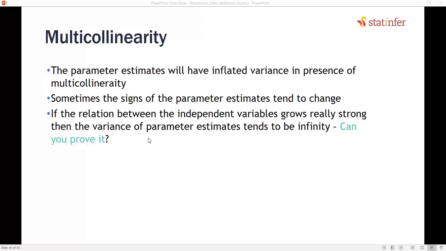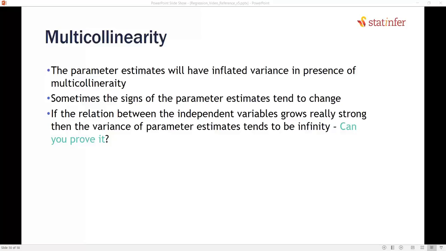So we have seen a demo of the issues related to multicollinearity. What is multicollinearity? Interdependency between the predictor variables. They themselves, all the x variables, might be dependent on each other, then that might cause absurd results. So parameter estimates will have inflated variance in the presence of multicollinearity. What is inflated variance of regression coefficient?